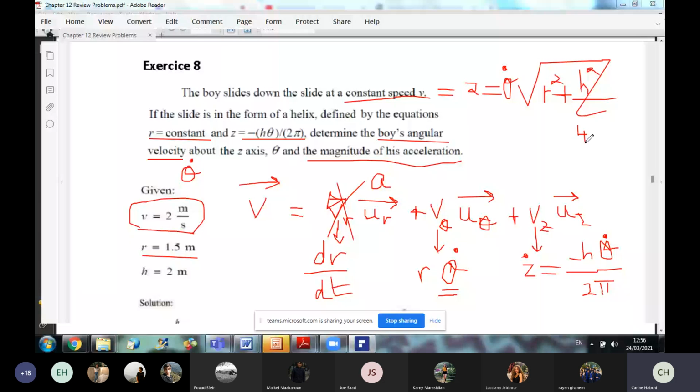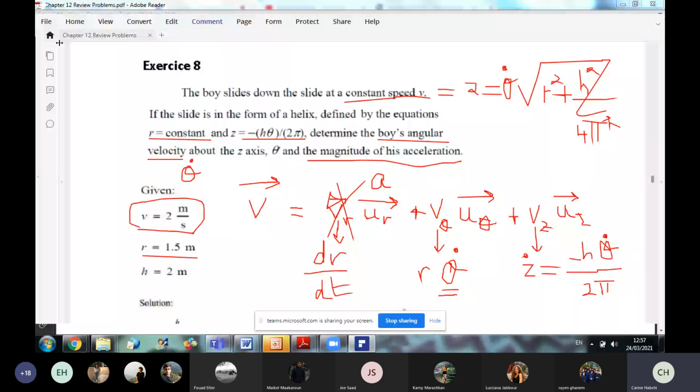Now I will move to the acceleration. I want to determine the magnitude of acceleration. To find the magnitude of acceleration, I should go to the formula of acceleration. So let us see together, because the pen is slow. Maybe you have lagging also. So let me show you here the result.